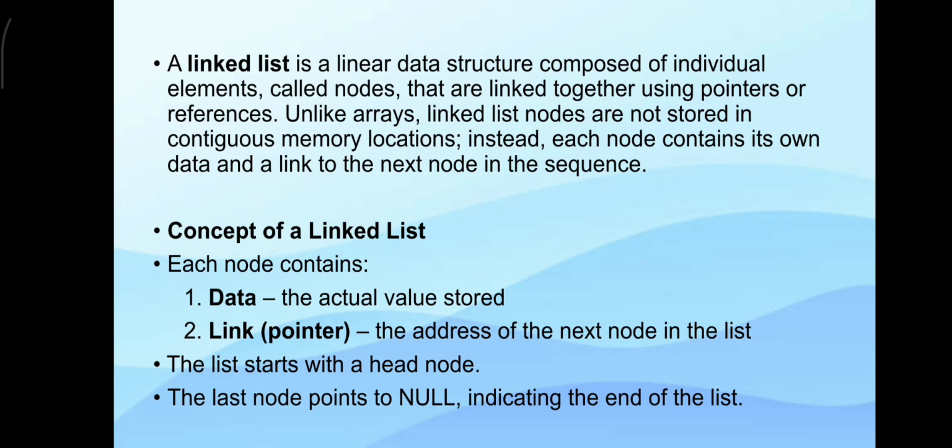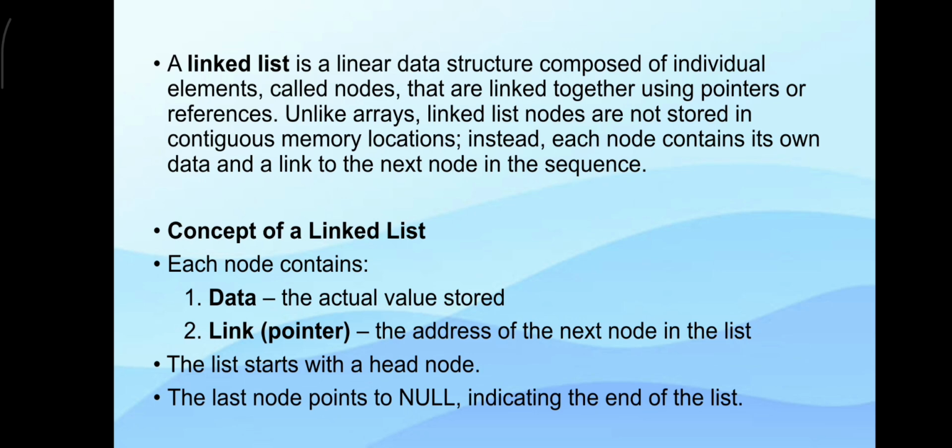Each node contains: number 1, data, the actual value stored; number 2, link or pointer, the address of the next node in the list. The list starts with a head node. The last node points to null, indicating the end of the list.